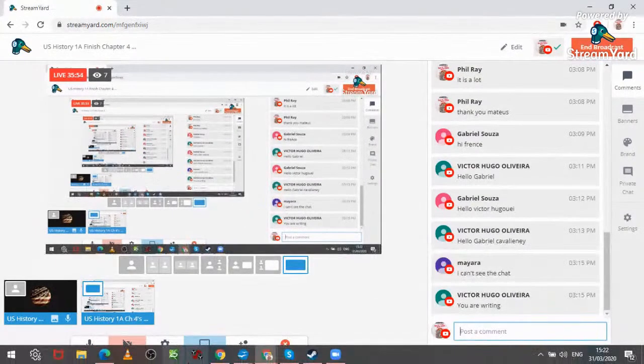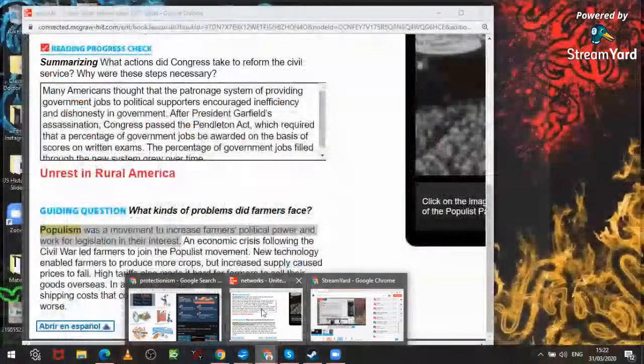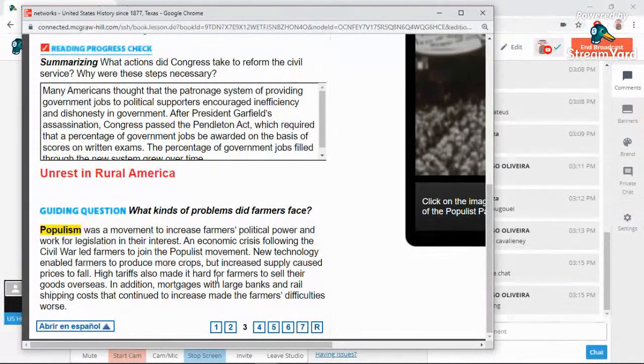We're going to talk about farmers now. Farmers, farmers, farmers. So there was an economic crisis after the Civil War, and this led the farmers to join the populist movement. Why was there a crisis? Mainly because people didn't have ways to transport goods, and they had spent so much money on the war. And new technology enabled farmers to produce more, but because there was more to produce, the prices fell.